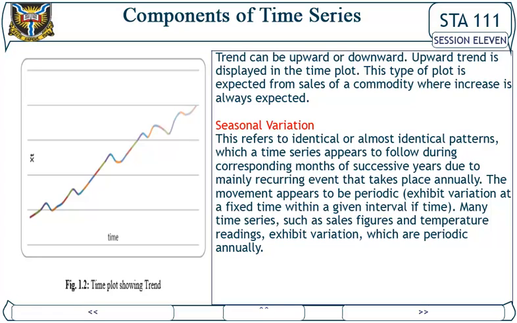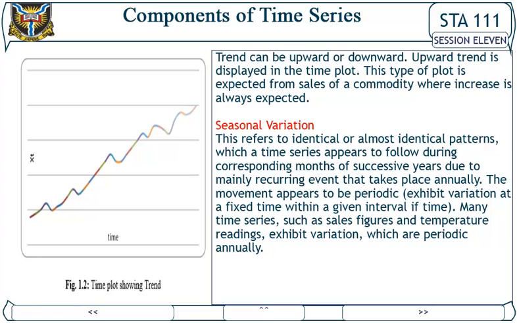Seasonal variation. This refers to identical or almost identical patterns which a time series appears to follow during corresponding months of successive years due to mainly recurring events that take place annually. The movement appears to be periodic, exhibiting variation at a fixed time within a given interval of time.